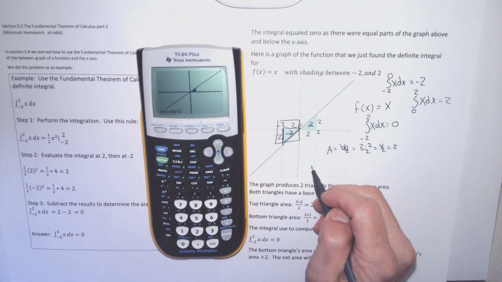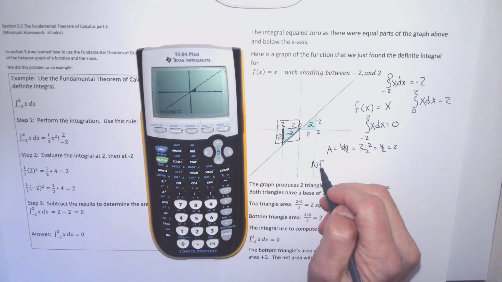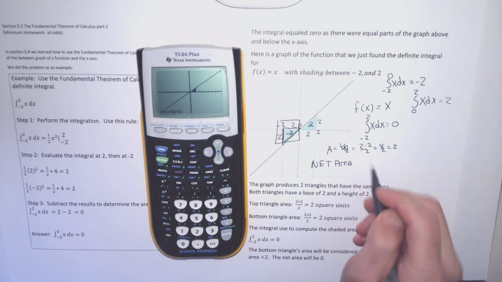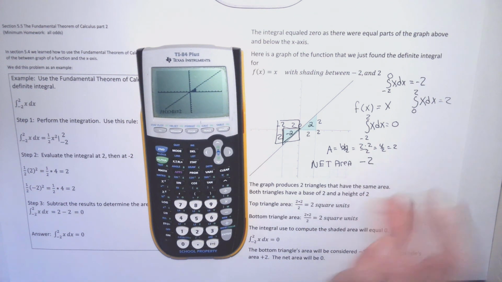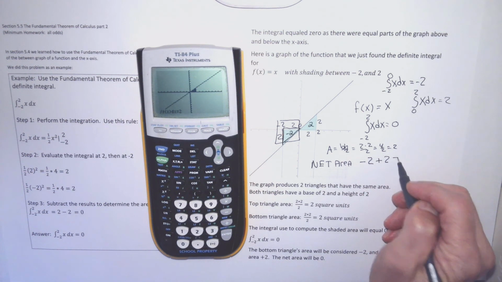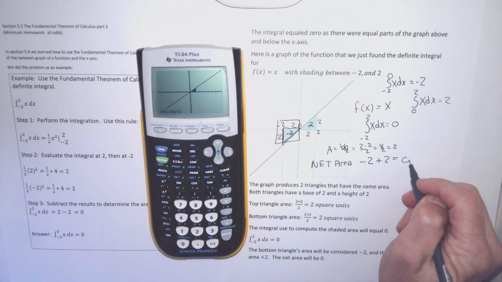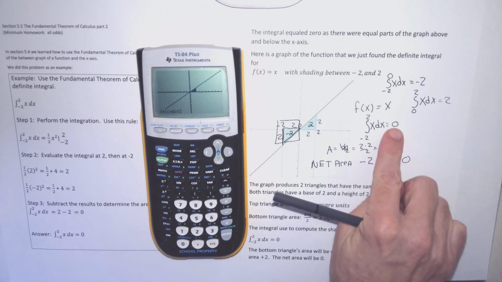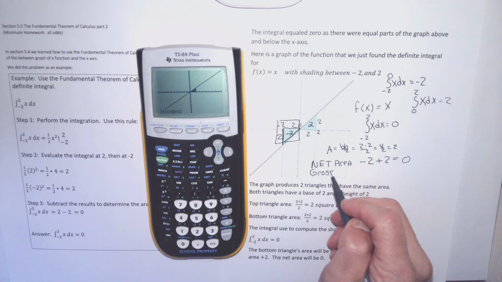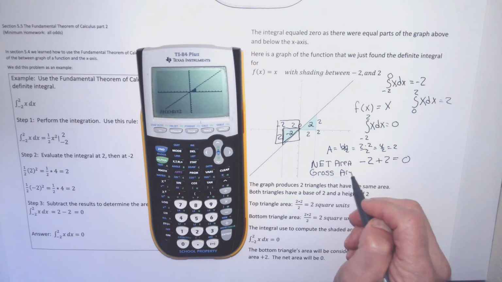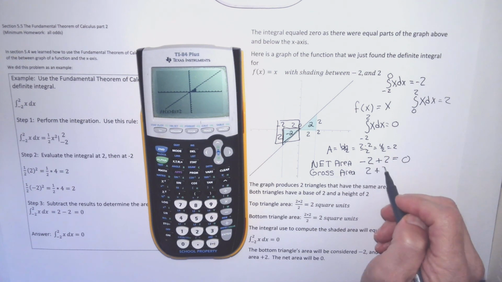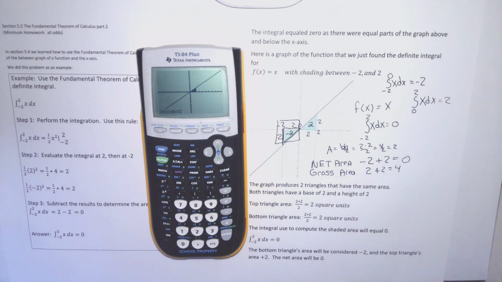So for this particular graph, if you wanted to count the region beneath the x-axis as having negative area, the first triangle has -2, and the second triangle +2. The net area is 0, and that's what definite integrals compute. If I want the gross or combined area, I don't know if gross is the right word, but it feels right, the bottom triangle has an area of 2, the top triangle has an area of 2, and combined they have an area of 4.